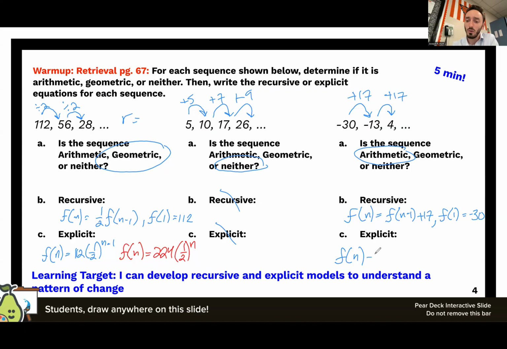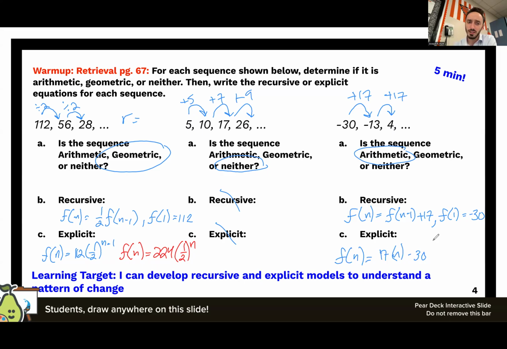For an explicit equation, if I want to capture that repeated addition a whole bunch of times in a row, what I'm going to write here is this common difference, 17, and then I'm going to multiply it by n. If I write 17 times n, what I'm saying there is I'm going to do plus 17, plus 17, plus 17 n times in a row. I've also got to say where the sequence starts, which in this case is this -30 term, that constant.